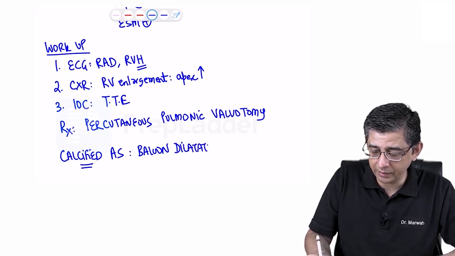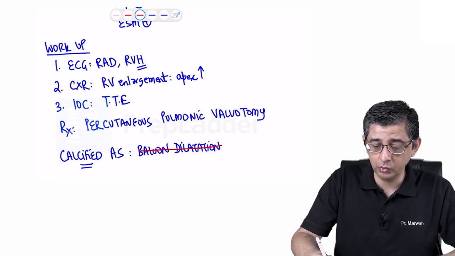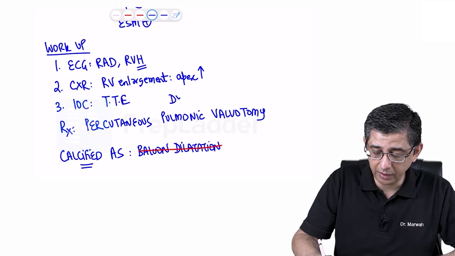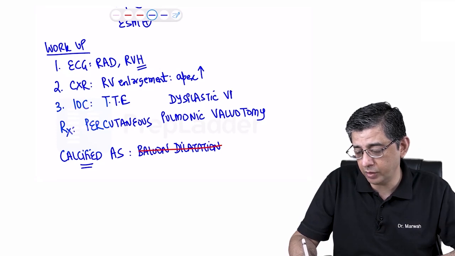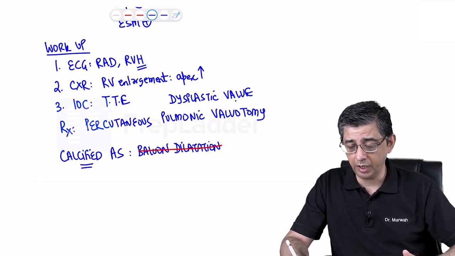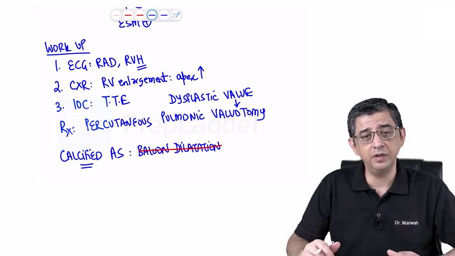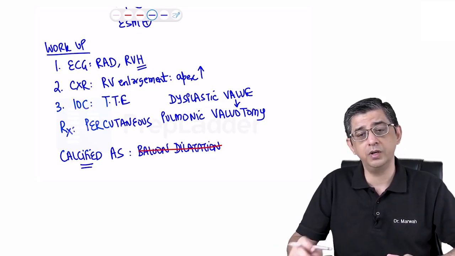So I'm going to write it and just put a line over it to highlight we don't do it. But when it comes to a dysplastic valve, like I described, Noonan syndrome could have a dysplastic or malformed valve. Because there is no calcification, there is no risk of embolization of any fragments towards the brain, which is the reason why we can go in for a percutaneous pulmonic valvotomy.